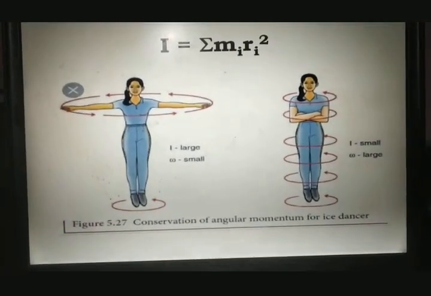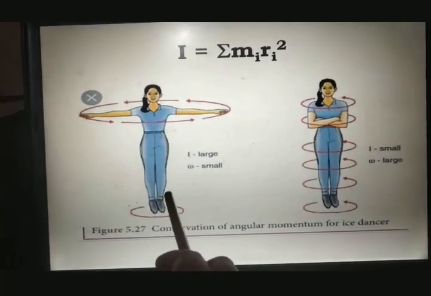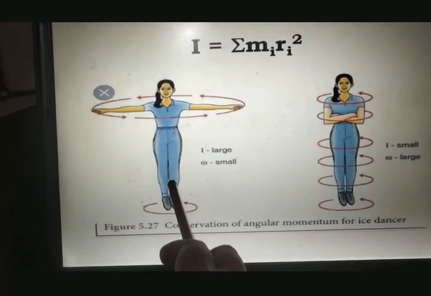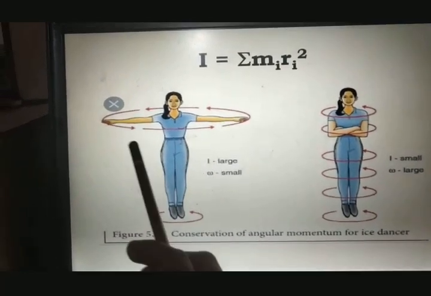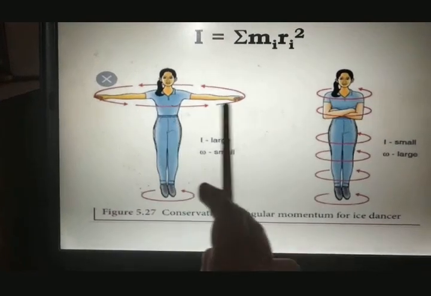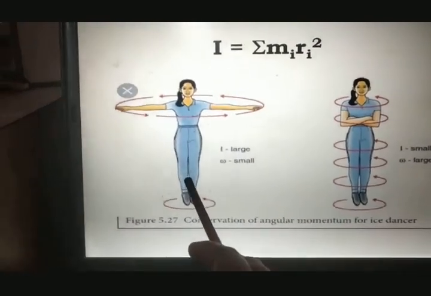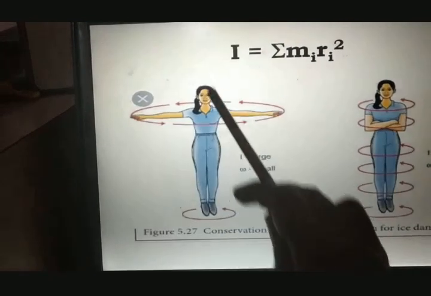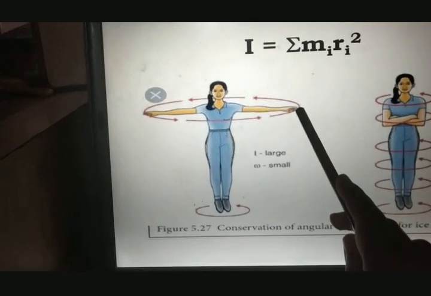See now here this is for the ice dancer. Now see, when this ice dancer is rotating, okay, if she wants to decrease her speed, so what will she do? She will stretch her hands outside. Now the axis of rotation will be passing through her center. Okay, so this is the axis of rotation. Her hands are now outstretched.